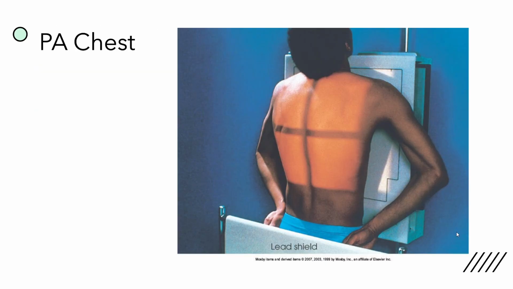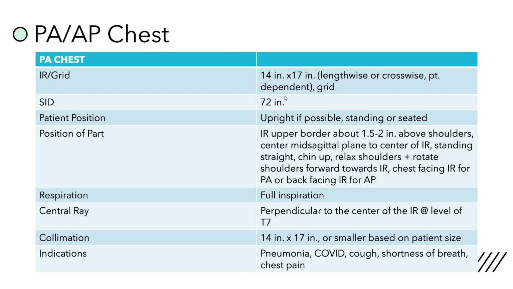This is the position of the patient. They have their arms winged out at the sides, with the backs of their hands on their hips. This gets the scapula out of the way so that it's not obscuring our lung fields. If we were to pull out the tray that's holding our imaging plate, we'd be able to see that the imaging receptor is 2 inches above their shoulders.